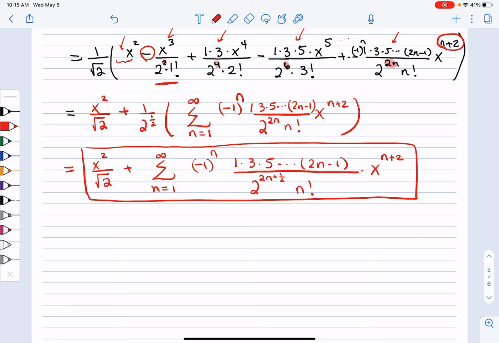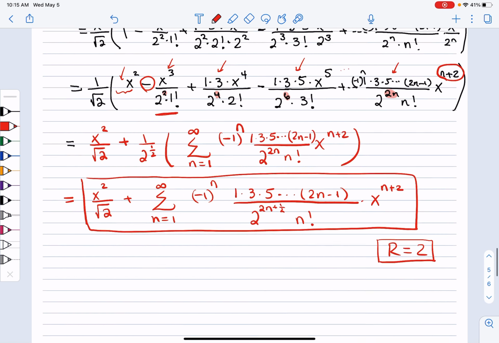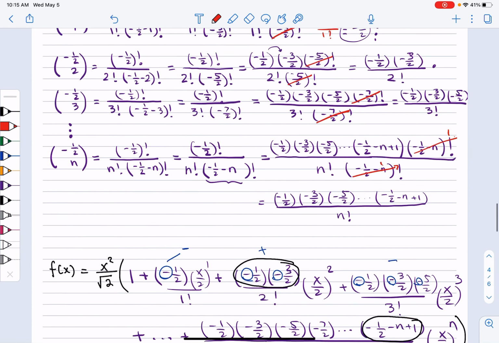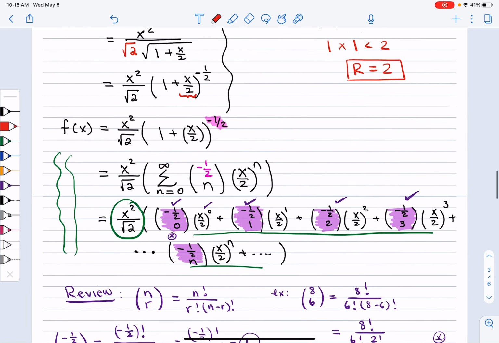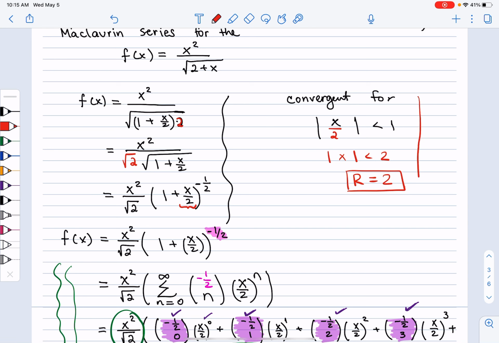And remember, we need to find the radius of convergence. And the radius of convergence, we said it was 2, from way up here. Do you remember? We did a lot. So our radius of convergence was equal to 2.